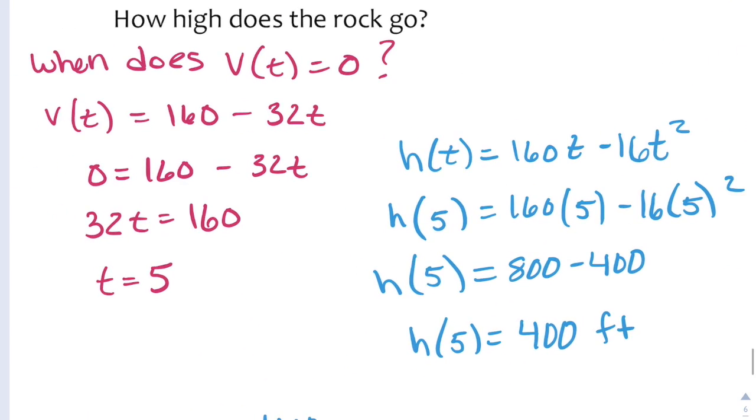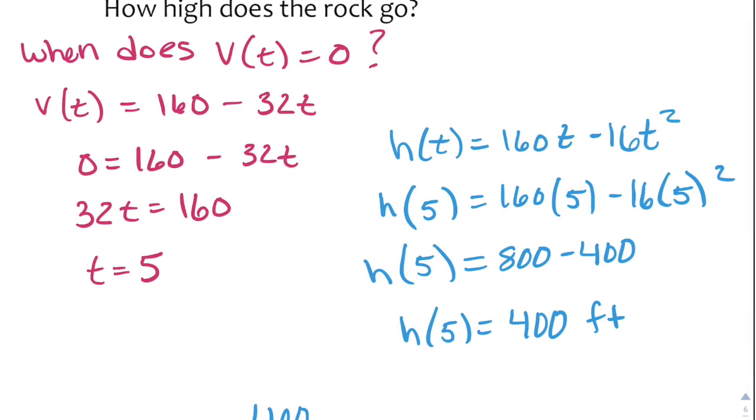Okay, how high does the rock go? Well, the rock is going to go to its maximum height when the velocity is 0, because it's then going to fall back to the ground. So we have to first find the time, and then we can solve for the height. So find the velocity, set it equal to 0, which you see here, solve, and you get time is 5.